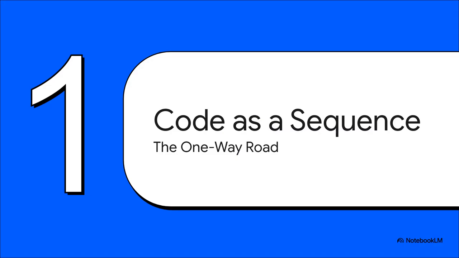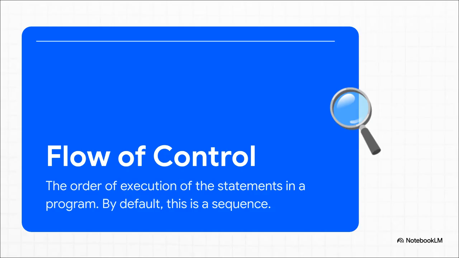Well, that one-way road actually has a name. In the world of programming, we call it sequence. It's the most fundamental structure you can have, and it's the default behavior for any code you write. And here's the thing. Pretty much every program you've written so far, the kind that just runs from top to bottom without any detours, has been using sequence. It's the foundation that everything else is built on. But it's time to add some turns to our road.